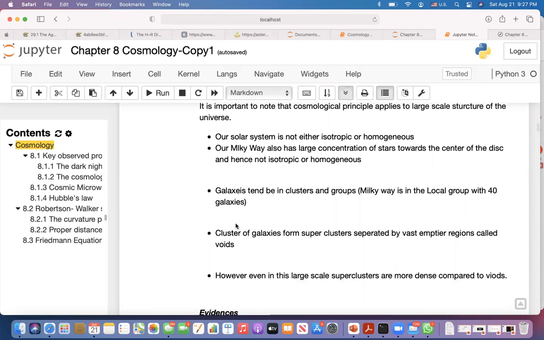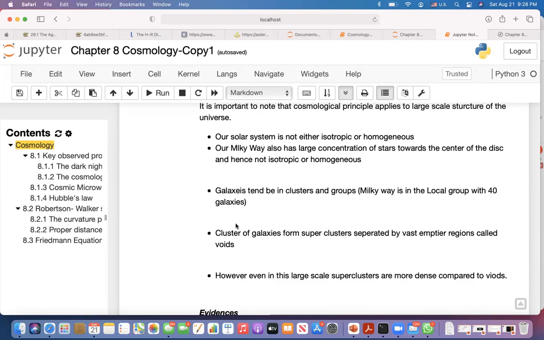And also, if you look at now, these entities are also not isotropic or homogeneous, right? Because they are clustered together in certain regions, and there are no clusters like that elsewhere. So you cannot tell that scale is isotropic or homogeneous, right?